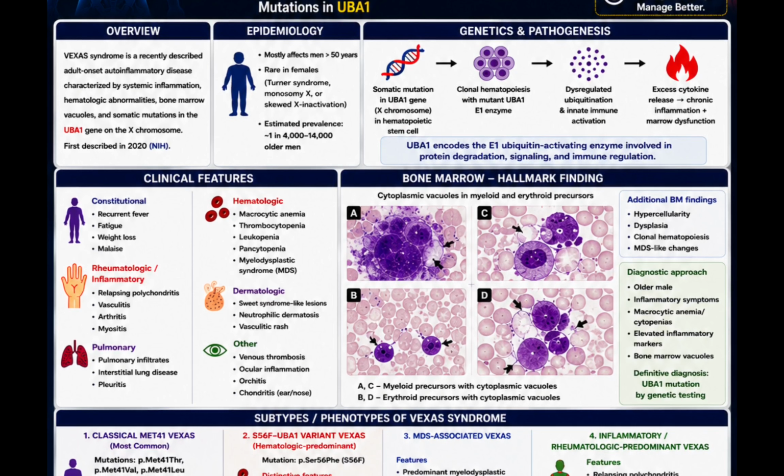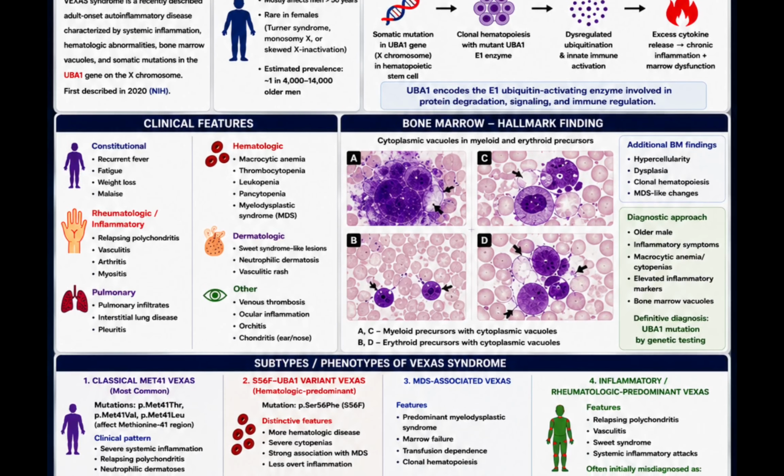After that, we will discuss the bone marrow hallmark findings. There you mainly see hypercellularity, dysplasia, clonal hematopoiesis and MDS-like syndromes. Some diagnostic clues include an older male patient, inflammatory symptoms, elevated inflammatory markers, and marrow vacuoles. And then the definite diagnosis is established by UBA1 mutation testing.